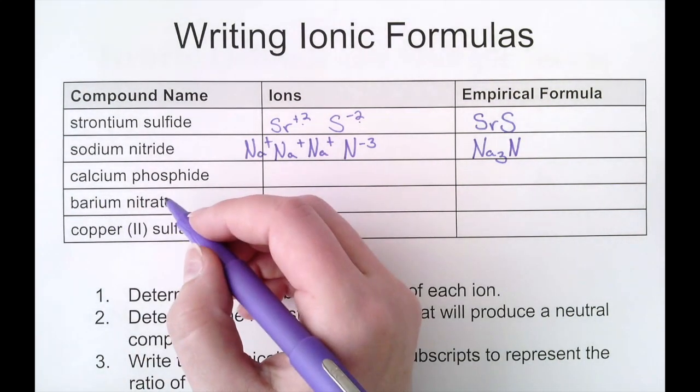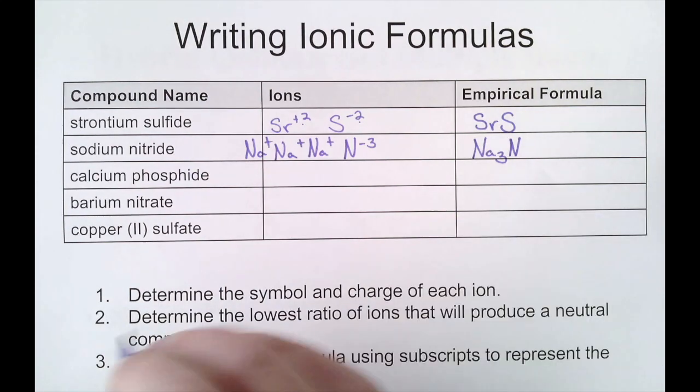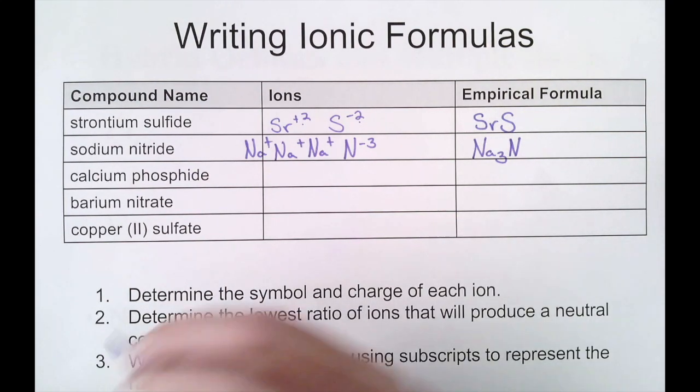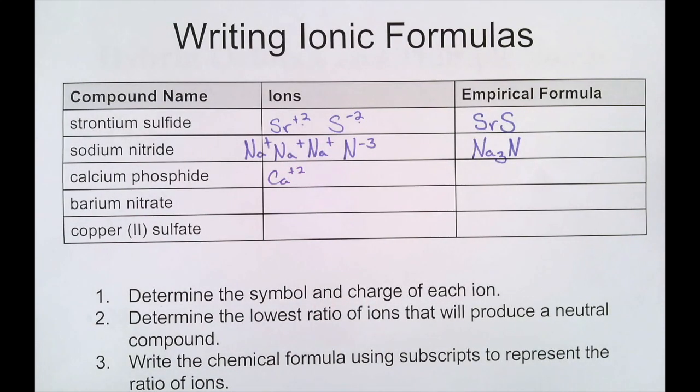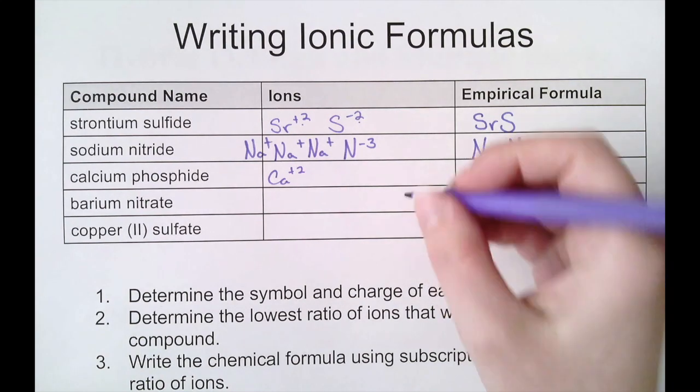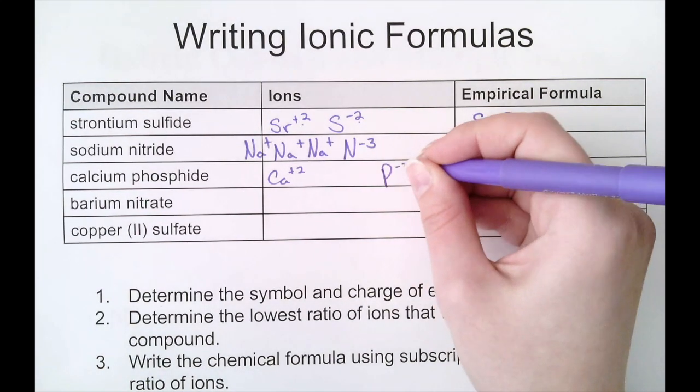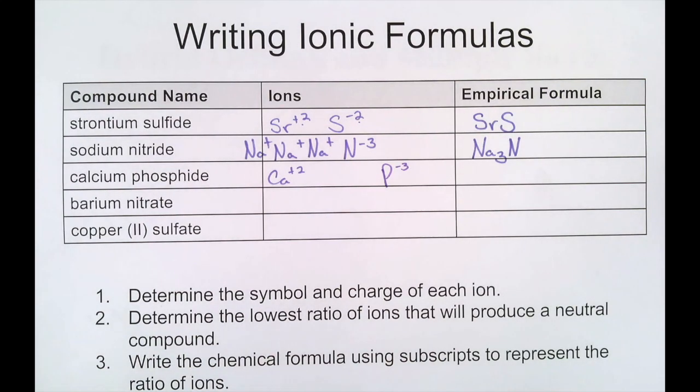Next up is calcium phosphide. Calcium has 2 valence electrons that it will lose to form a +2 ion. Phosphide, like nitride, has 5 valence electrons, so it will gain 3 to form a -3 ion. Now, it might not be super apparent how we're going to get these to balance, but if you keep adding ions to either the positive or the negative, you'll eventually reach a point where they balance.